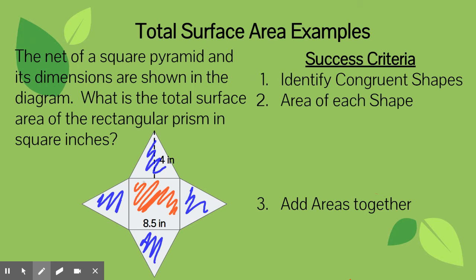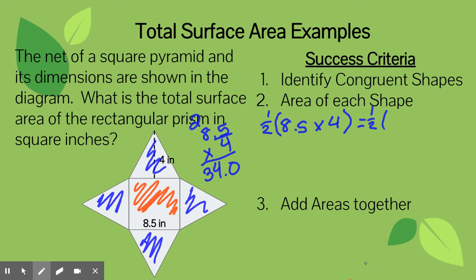So I'm going to do 1/2, remember, base times height. So my base right here, 8.5 inches times 4. Okay. So let's find what 8.5 times 4 is. 5 times 4 is 20. 8 times 4 is 32. Plus 2 is 34. And then there's 1 decimal. So I'm going to put 1 decimal there. So that's 34. 1/2 of 34.